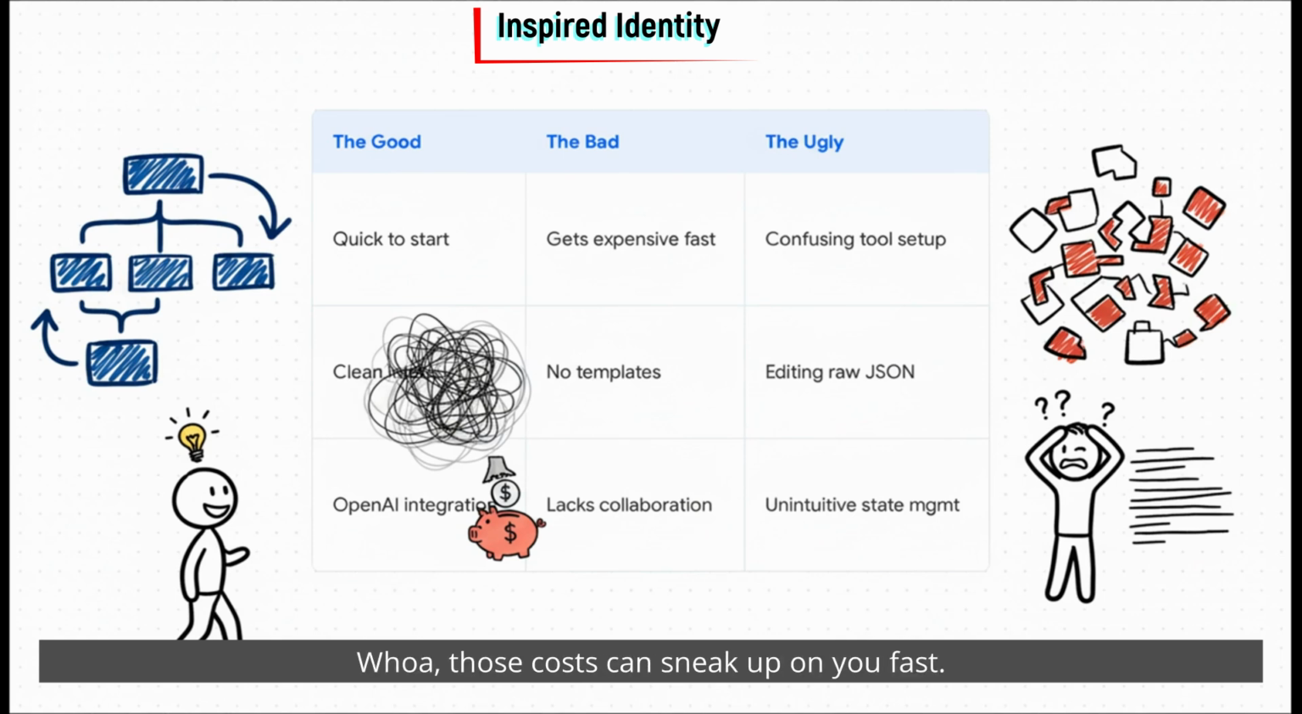Now the bad? Whoa, those costs can sneak up on you fast. That's the price you pay for using the top-tier models. Also, it's a solo mission for now. There aren't really any collaboration features. And then there's the ugly. This is where you see it's not pure magic. Connecting it to outside tools can be really confusing, and you might have to roll up your sleeves and edit some raw JSON. It reminds you that even with a simple interface, you're still dealing with some seriously complex stuff underneath.